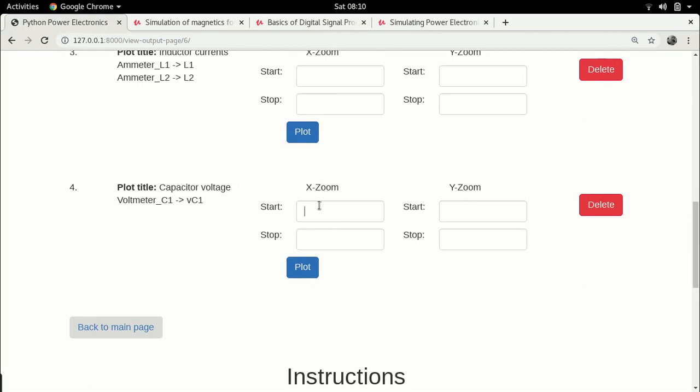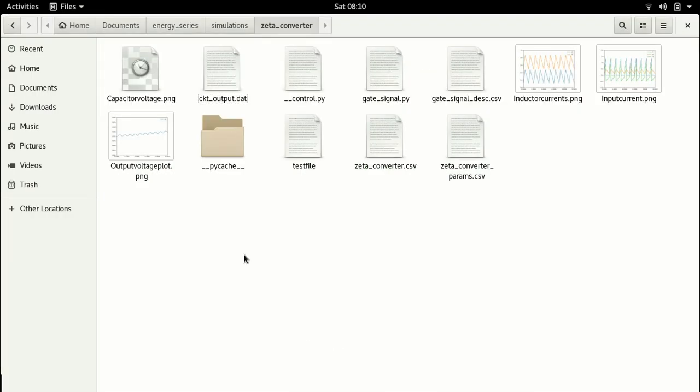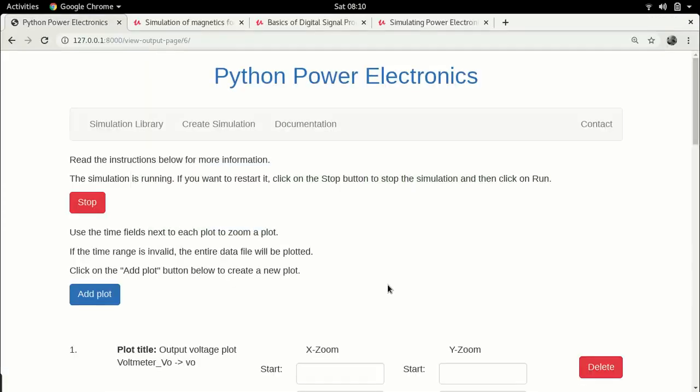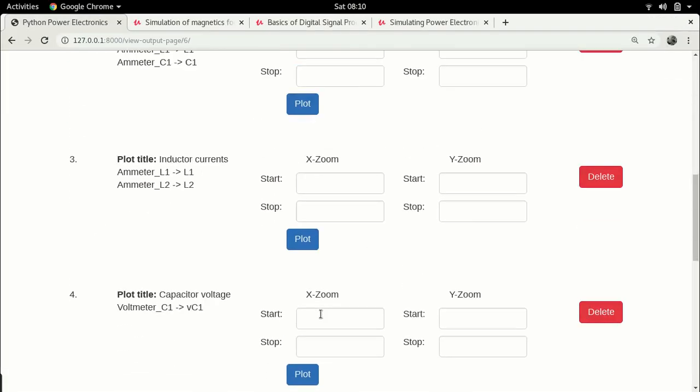So this is the capacitor voltage, 0.14, 0.141, and let's do 5, 5.2, and plot it. And we see they are not the same, right? So let's go plot it first and let's see what we get.